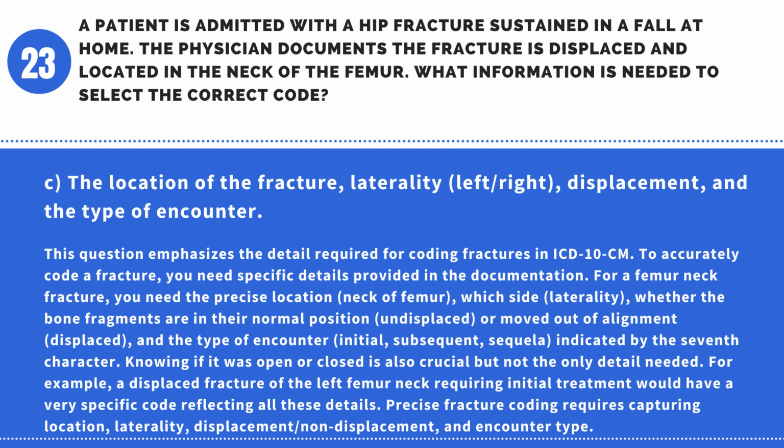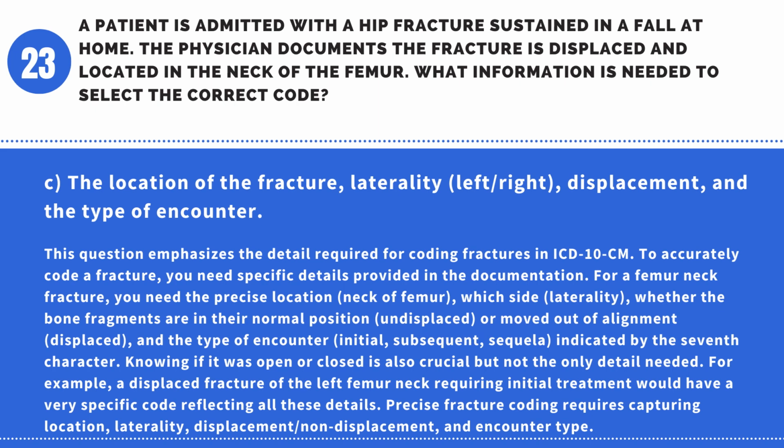Answer: C. The location of the fracture, laterality, left/right, displacement, and the type of encounter. This question emphasizes the detail required for coding fractures in ICD-10-CM. To accurately code a fracture, you need specific details provided in the documentation. For a femur neck fracture, you need the precise location, neck of femur, which side, laterality, whether the bone fragments are in their normal position, undisplaced, or moved out of alignment, displaced, and the type of encounter, initial, subsequent, sequela, indicated by the seventh character.